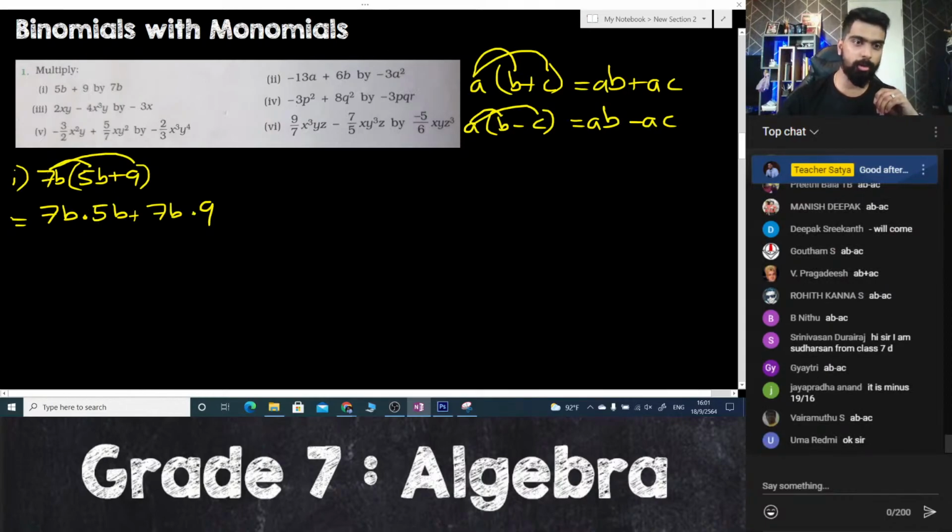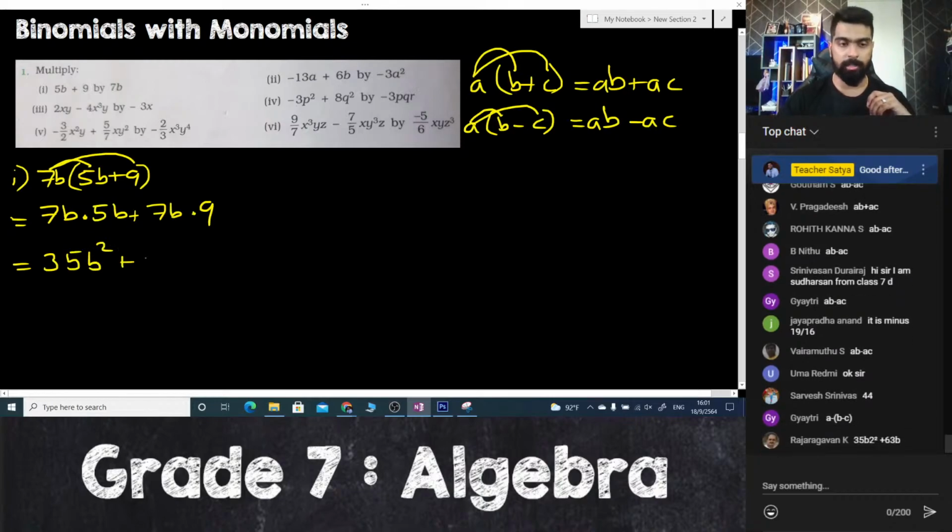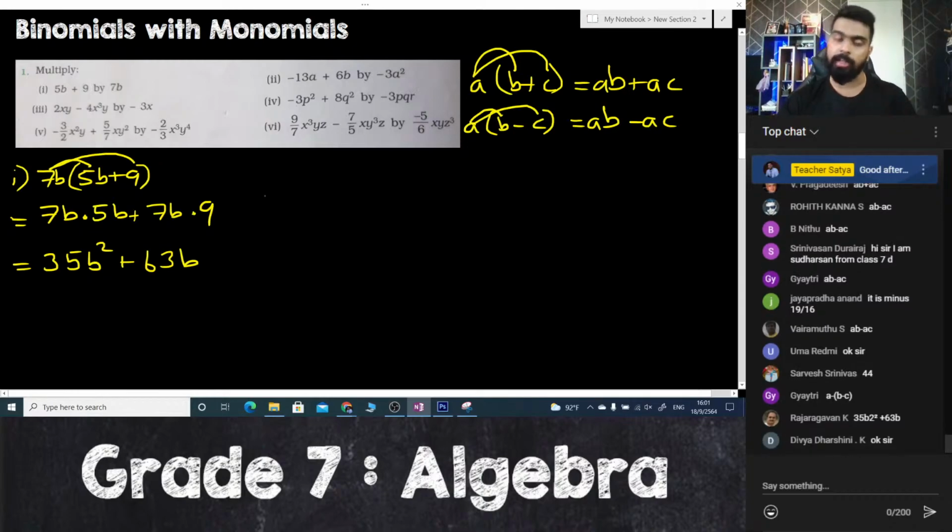All right, so what do we have here? 7b times 5b will give us 35b squared, plus 7b times 9 will give us 63b. Finished, guys. That's all. Very, very easy. So the first couple of questions will be very easy. It's going to get harder and harder as we go, all right?